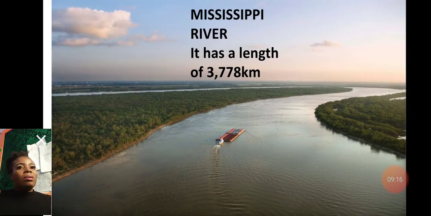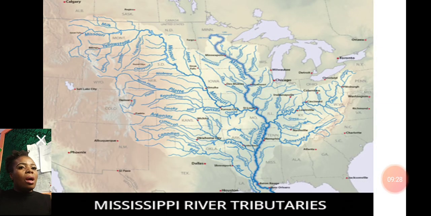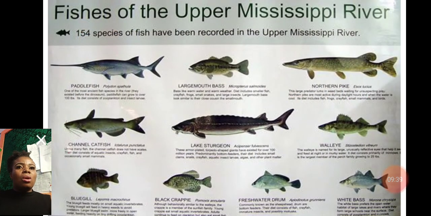Then the next one we're going to talk about is Mississippi River. It has a length of 3,778 kilometers. It also has a lot of large tributaries, and it also flows into the Atlantic Ocean. We have different fishes that live in the Mississippi River. You can see all of them. We have about 154 species of fishes that live in the Mississippi River.